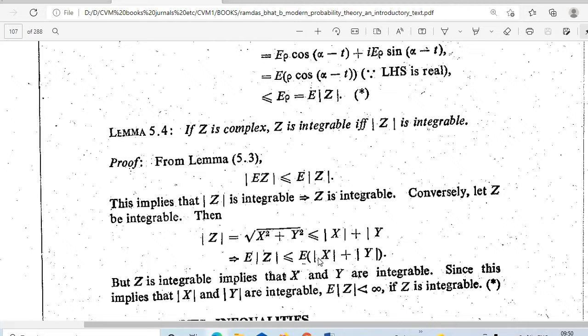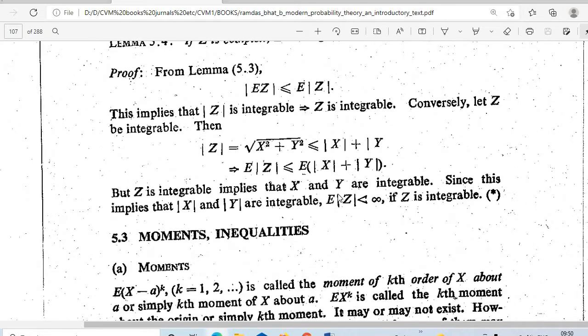So naturally expectation of mod x plus mod y will be finite, because expectation of mod x is finite and expectation of mod y is also finite. The sum of two integrable functions is again integrable. So the right side is integrable, and naturally the left side is integrable. That means mod z is integrable. Okay, so that is the result.